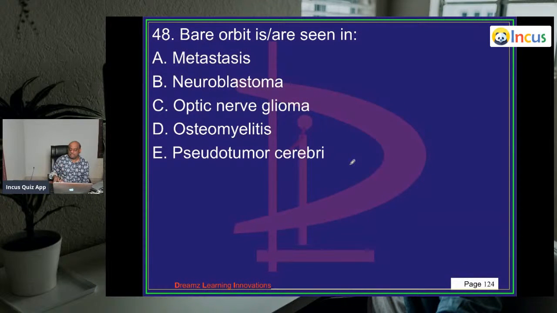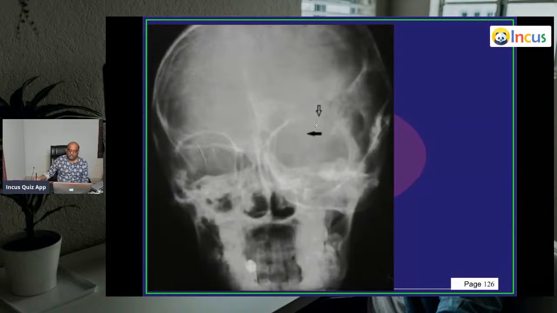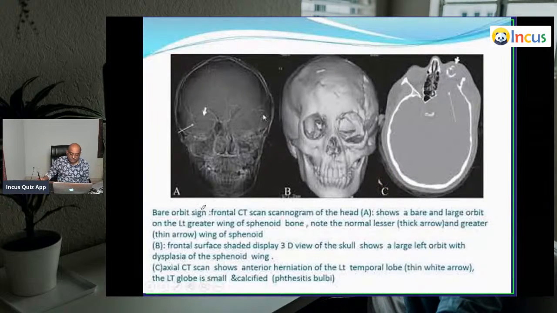Bare orbit, where do we see? Whenever metastases are there, there are cavitating osteolytic lesions, which is called bare orbit when metastases are there. So this is also called bare orbit sign from a CT scanogram. You can see here in the left wing of the sphenoid bone.